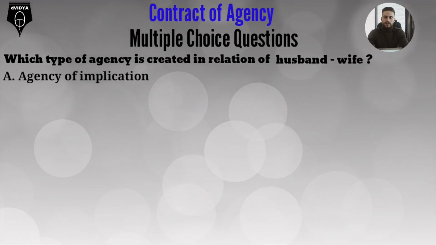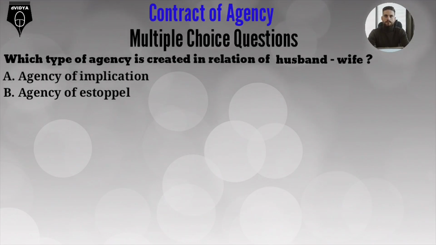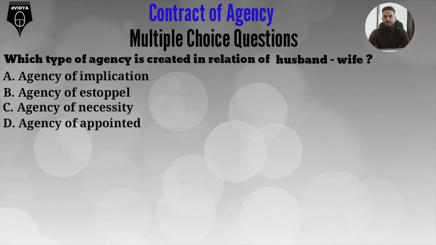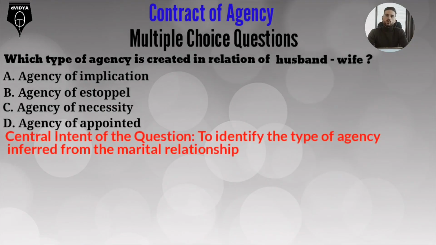Option A, agency of implication. Option B, agency of estoppel. Option C, agency of necessity. Option D, agency of appointment. Central intent of the question: to identify the type of agency inferred from the marital relationship.